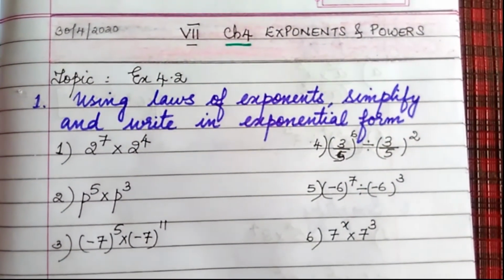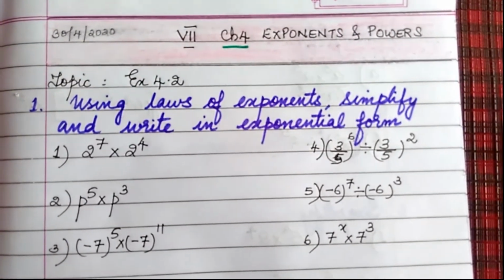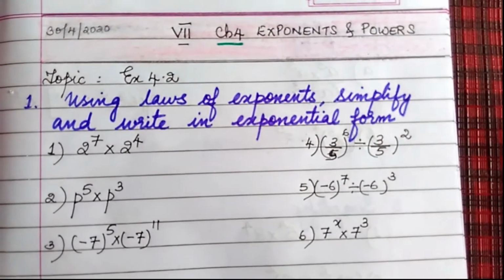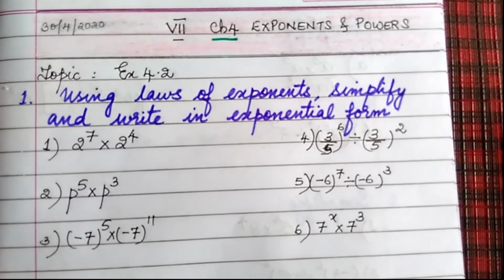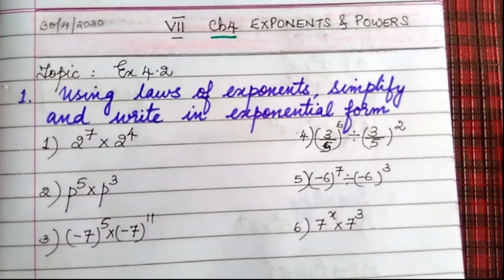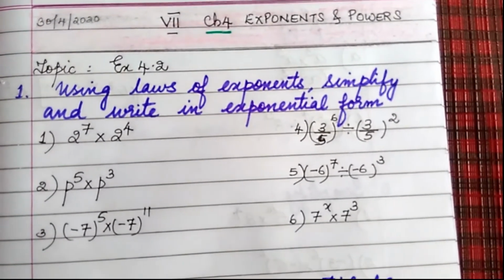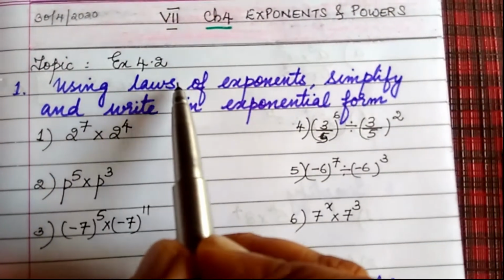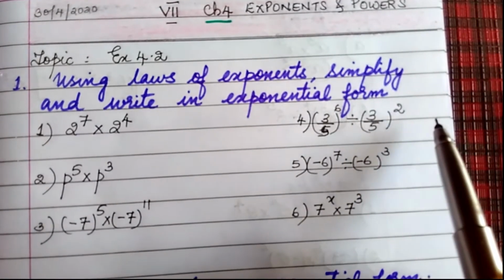Students, good morning. Today you are going to do exercise 4.2 of 4th chapter Exponents and Powers. Yesterday we had dealt with laws of exponents. I have clearly given you the explanation. Now the first question of 4.2: using laws of exponents, simplify and write in exponential form.